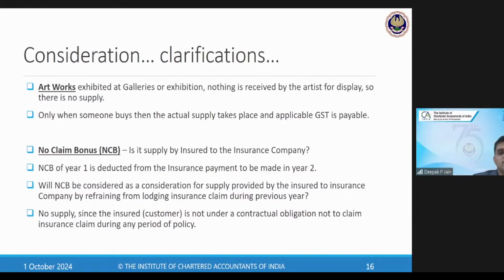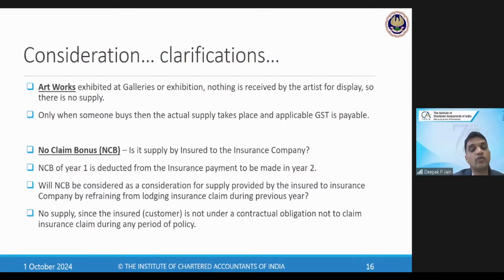So NCB is involved when we pay the insurance company and the insurance company says, boss, you have paid me premium last year. Now next year you have to pay me lesser premium because for the first year premium you have paid, you have not claimed anything against it. Why do we take insurance? We take insurance because if something wrong happens, we don't have to pay the amount and the insurance company will pay it. Now, if you do not claim it, then a discount is given to you. That is called no claims bonus.